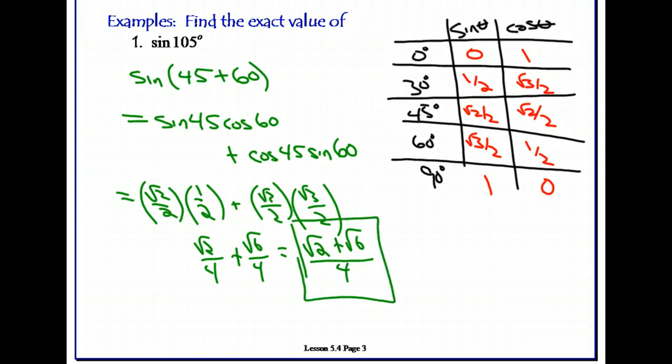Looks very similar to our other answers, which is no big surprise because in our chart, look at the sine, look at the cosine. Those are very similar values. So hopefully it's no big surprise here when we're doing sines and cosines of 105 or 75 or 15, those answers come out looking very similar to each other. All right, not bad. Let's try a tangent one.